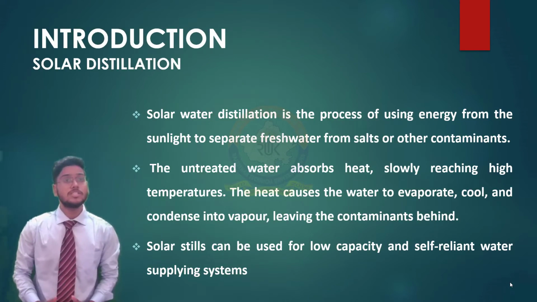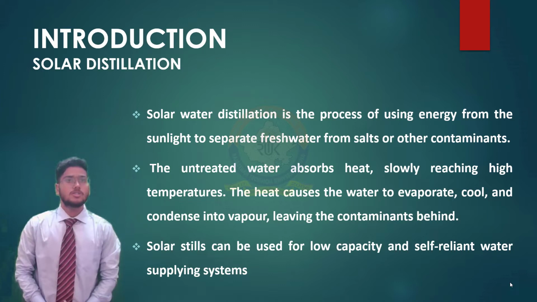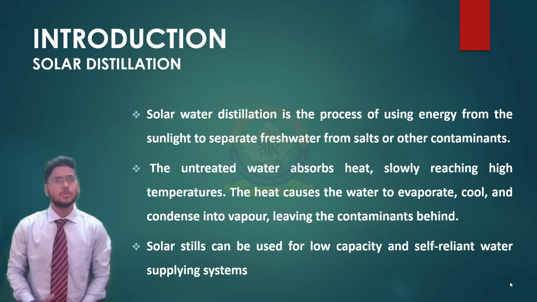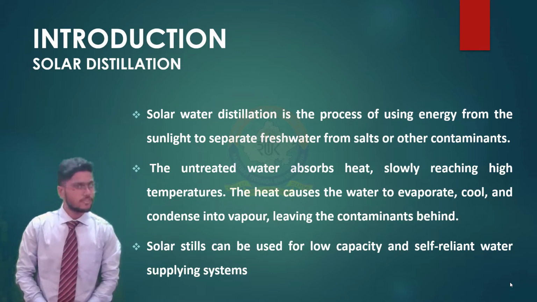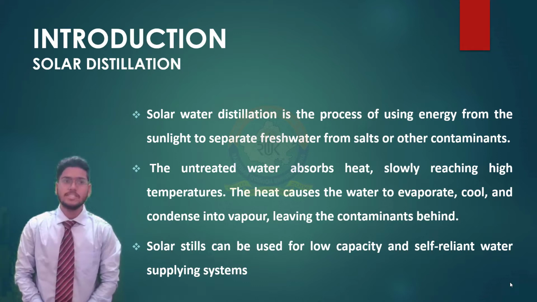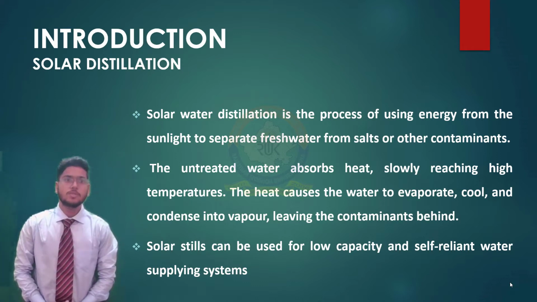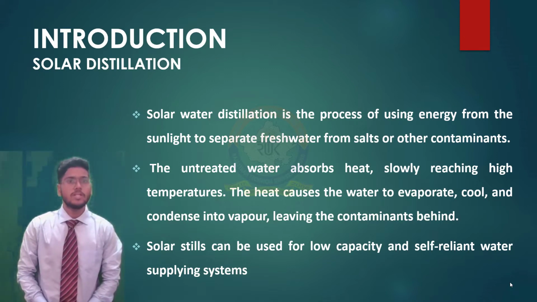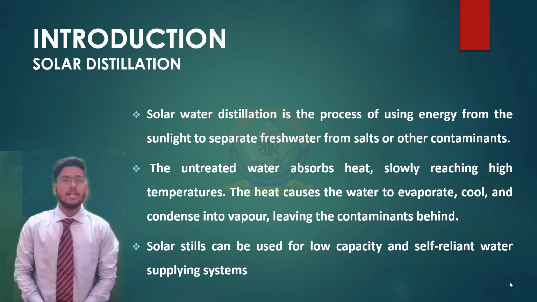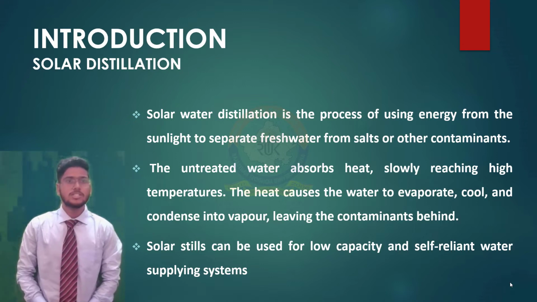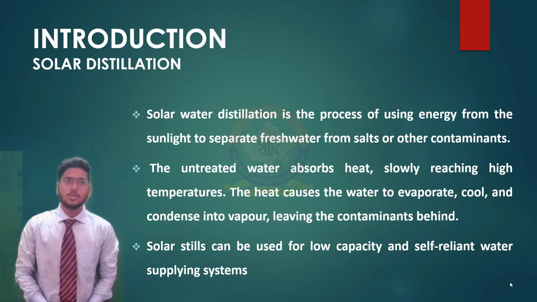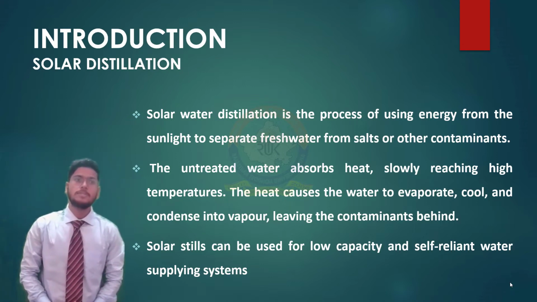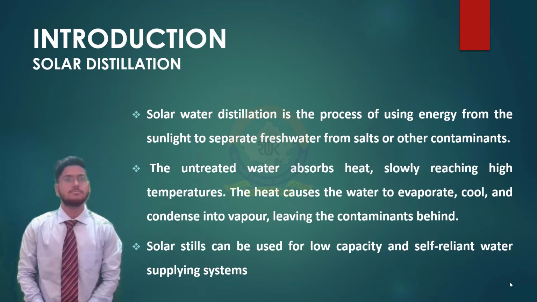So first, what is solar distillation? Solar water distillation is the process of using energy from the sunlight to separate fresh water from salts or other contaminants. The untreated water absorbs heat slowly, reaching high temperatures. The heat causes the water to evaporate, then cool and condense from vapor, leaving the contaminants behind. Solar stills are used for this purpose. Solar stills can be used for low capacity and self-reliant water supplying systems.